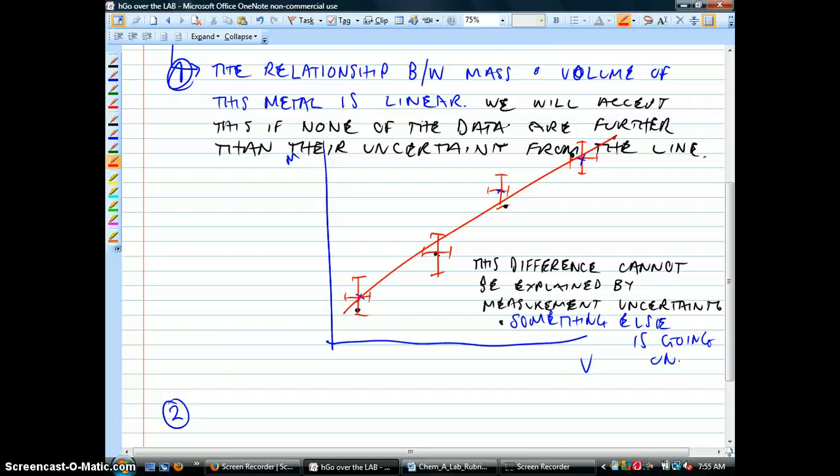Could it be anything else? Like what? Could it be a different kind of relationship? Is there another type of mathematical relationship that would fit these data? Sure, there's probably a whole bunch. For example, something like that, a nice wavy curve that goes up like that. Fits really nicely. Actually, that fits better than the line does. So we're accepting our hypothesis that it's linear?